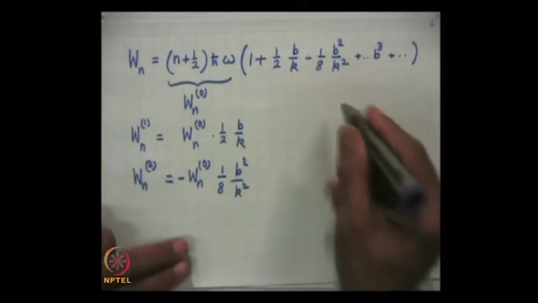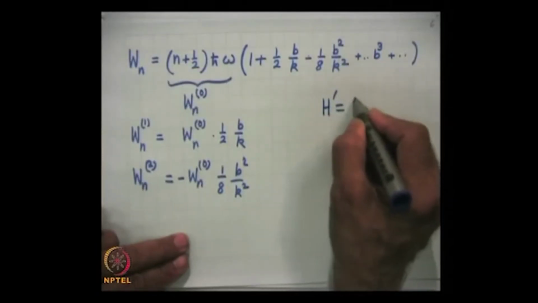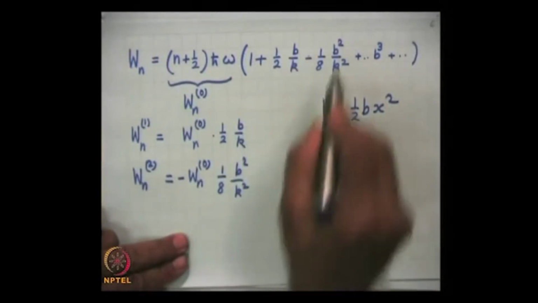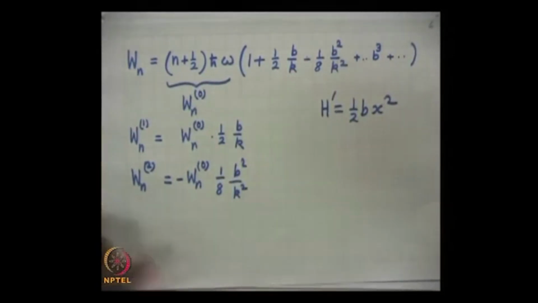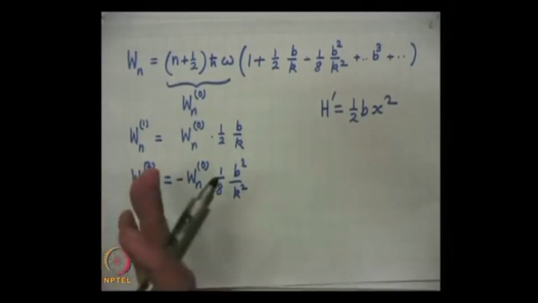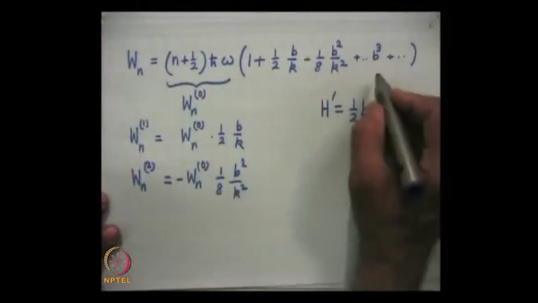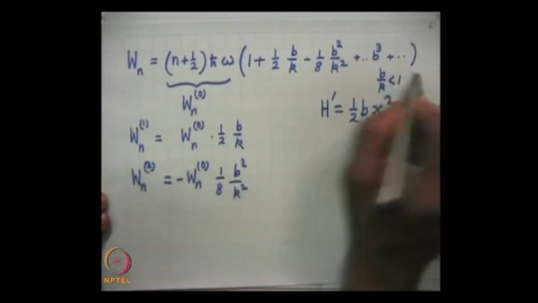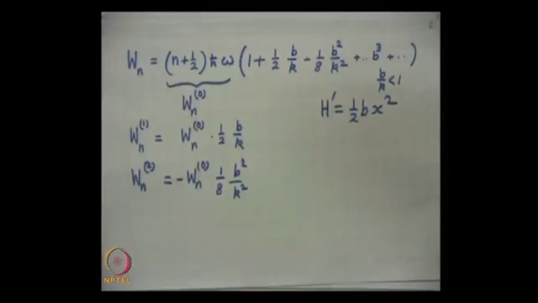Notice that my perturbation was h prime is equal to half b x square. The first term is proportional to b, the second term is proportional to b square. So, our parametric expansion in powers of g is therefore justified. But one must remember that this is a series which is alright only if b by k is less than 1, and in fact we cannot make this expansion if b by k is greater than 1. So, therefore, there are domains of validity of perturbation theory. It is valid for small values of b or small values of b by k.